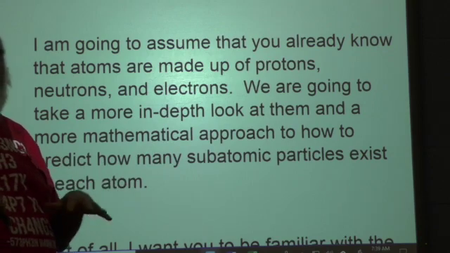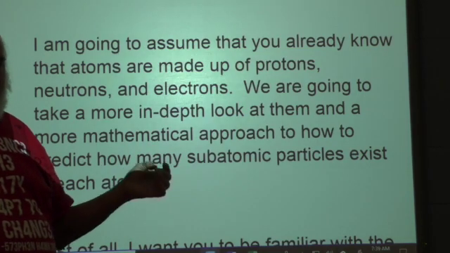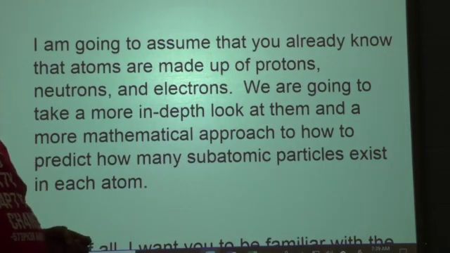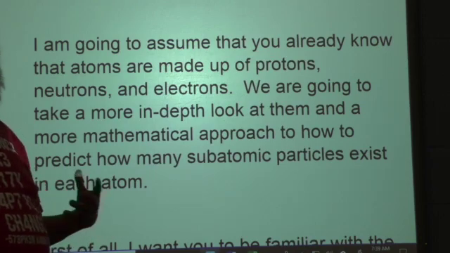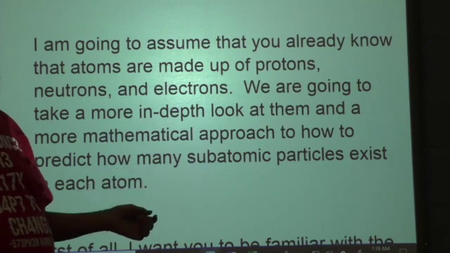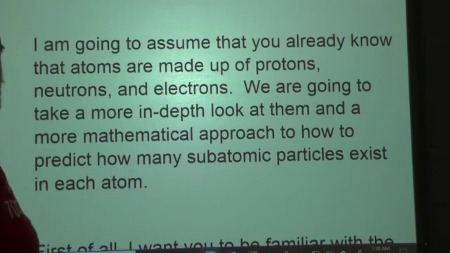So we're going to build upon what you know, that of course electrons are negative, protons are positive, and neutrons are neutral. And we're going to get into how we can predict the number of protons, neutrons, electrons of a particular atom, or what we call isotope.